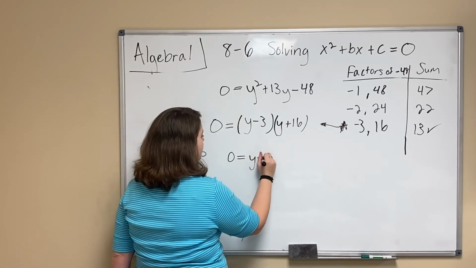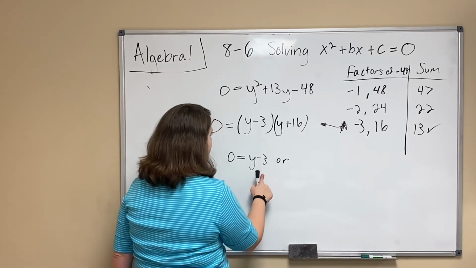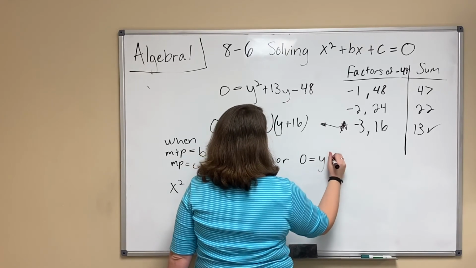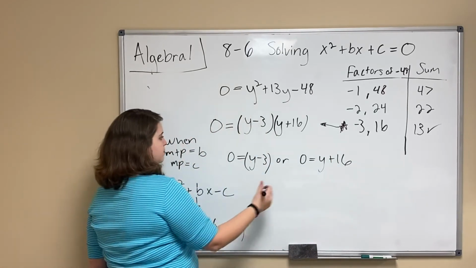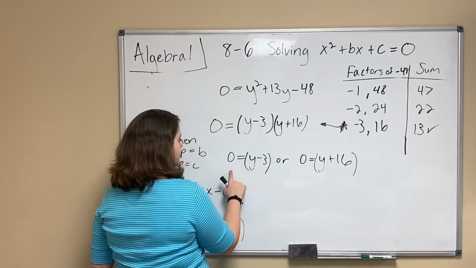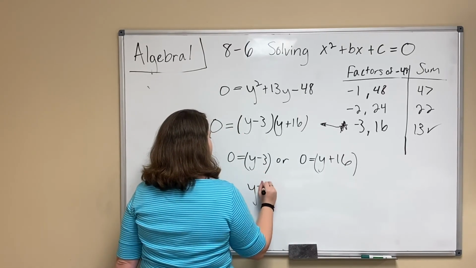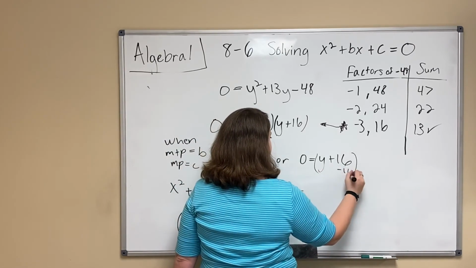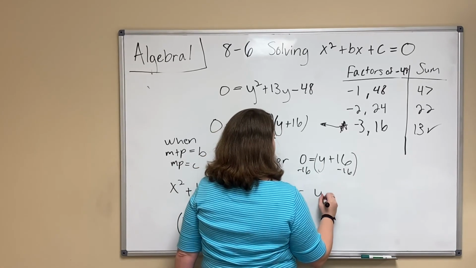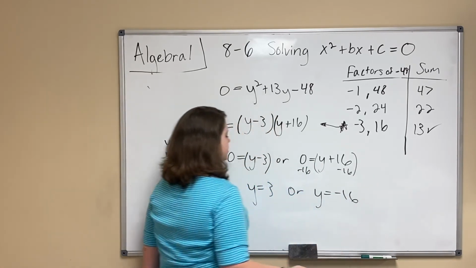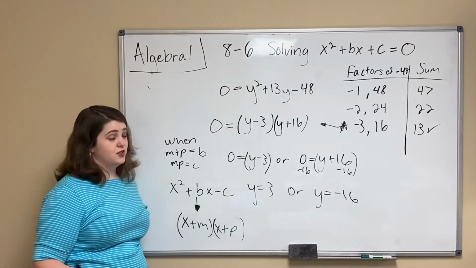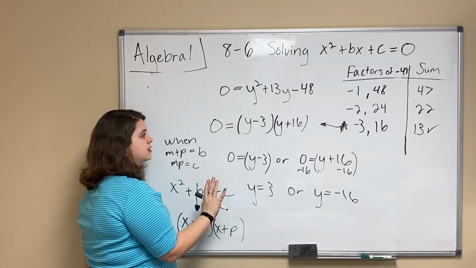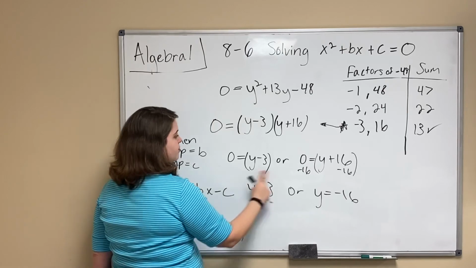So either y minus 3 is 0, or y plus 16 is 0. So we're going to add 3, so either y equals 3, or y equals negative 16. So to solve it, you just have to factor it like I showed you the rest of the lesson. Then you set it equal to 0 and use our zero product property from yesterday.